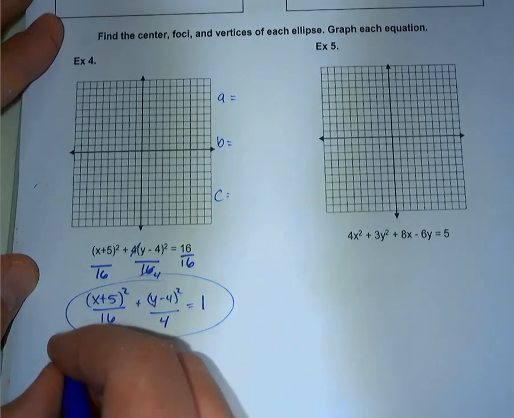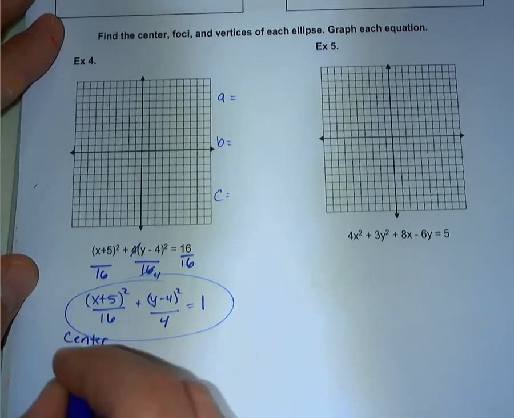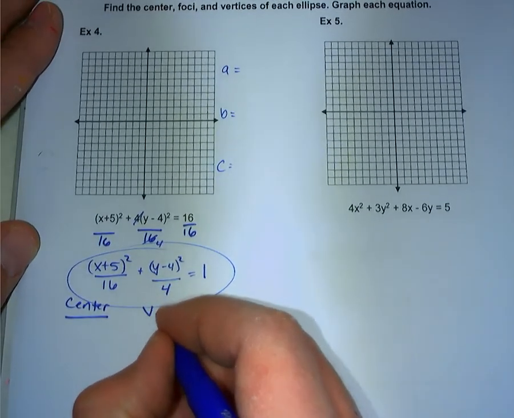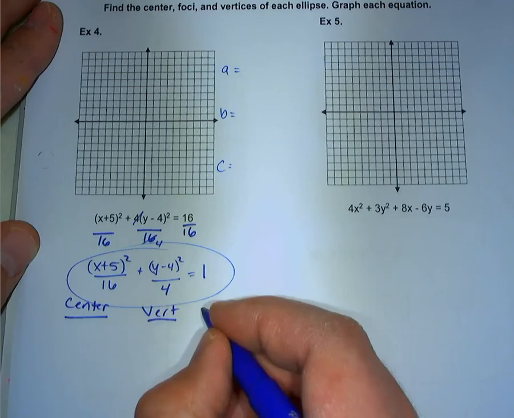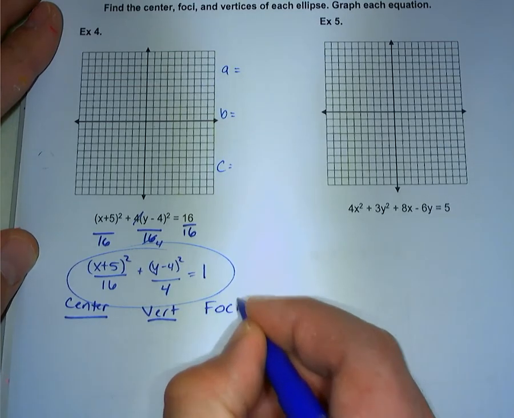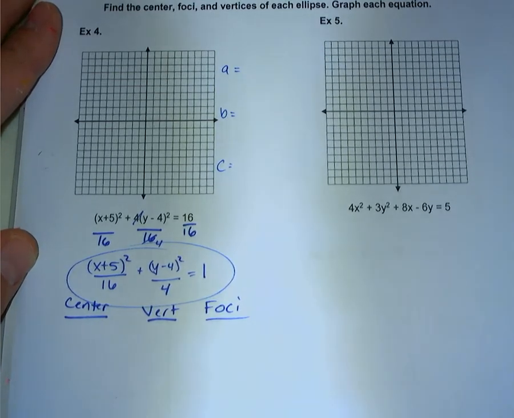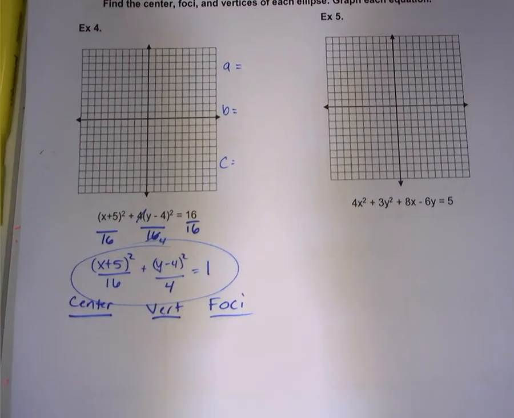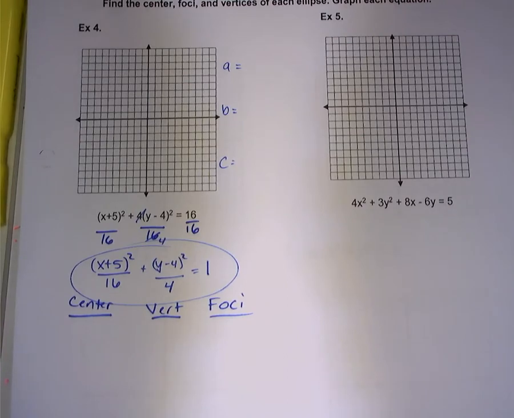So here's my center, my vertices. I always just ask you to give me the minor, and then your focus, plural, is foci. All right? All right. H and K, what's their H, what's their K? Opposite of what you see. What's their H, what's their K?